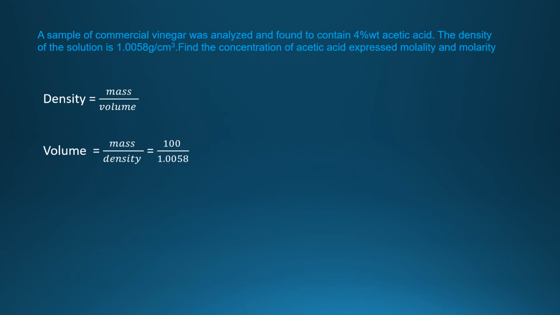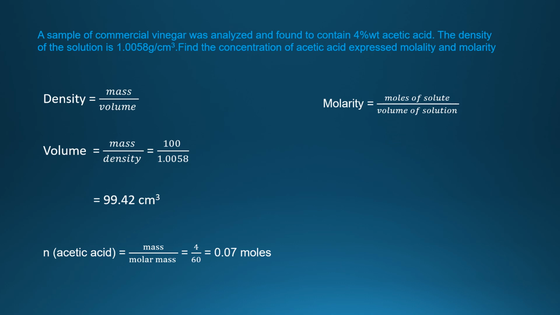So volume will be equal to the mass, which is 100 grams, divided by the density. And it will come to 99.42 cubic centimeters, which is the same as milliliters. To find the molarity, we will just substitute in this formula. Moles of solute, which is 0.07, divided by the volume, converted into liters. And molarity will come to 0.70 moles per liter.